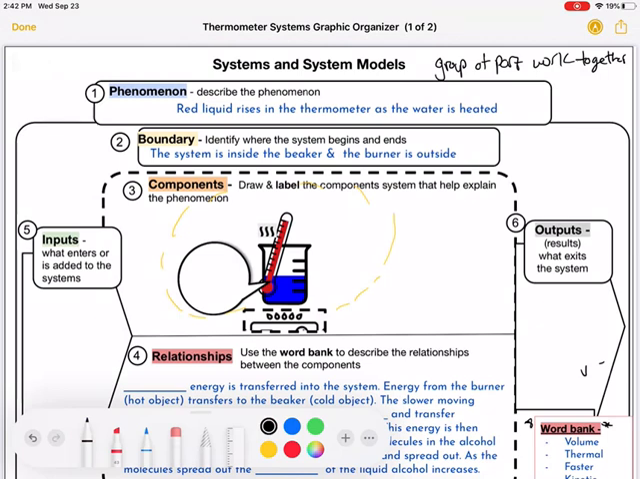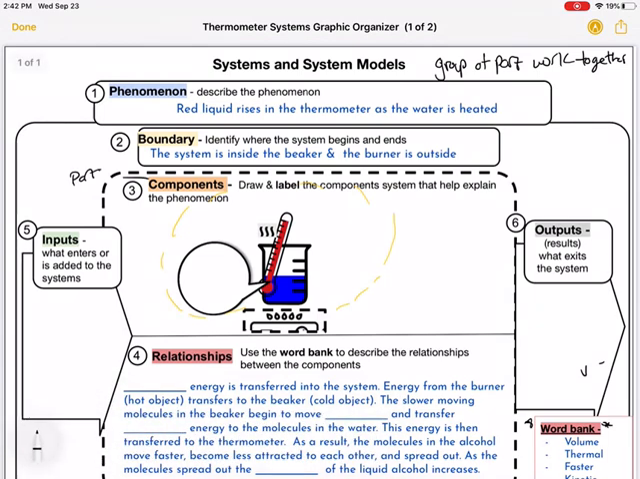And then next, what I'm going to do is label some of the components. Components is a fancy way to say parts. What are the parts in this? Even if it's obvious, let's label it anyway. So, thermometer. And we've got the beaker. Maybe I'll say glass beaker just to remind you what beaker means. It's just a fancy word for a measuring glass. And then we've got the burner.